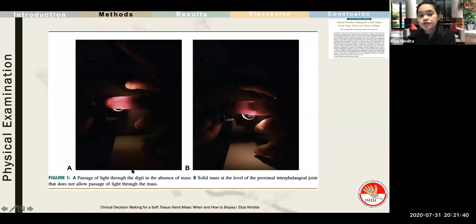We start from the physical examination. Let me remind you that for every diagnosis, we start with the anamnesis and then the physical examination before we do any biopsy for diagnosis or even treatment. So these are for doing transillumination, where we want to see, for example, whether it is cystic or what kind of mass we have. The first picture, A1, is the passage of light through the digit in the absence of a mass. And B is a solid mass at the level of the proximal interphalangeal joint that does not allow passage of light through the mass. So we might consider that it is a solid mass in the finger.